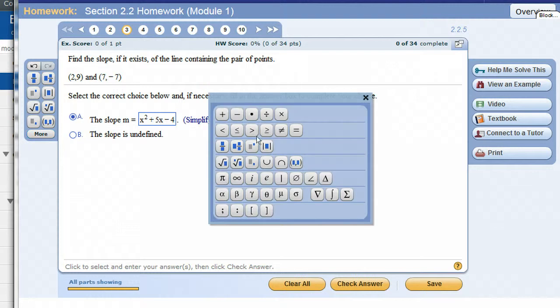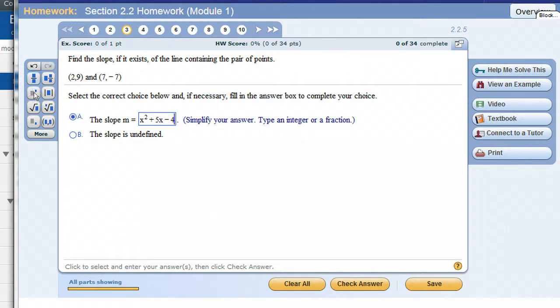If you click more, there's other symbols. For example, the symbol for pi, or the symbol for infinity, or the symbol for the number e. We'll talk about that later. But on the left, you have this palette here that gives you ways to enter in your answers.